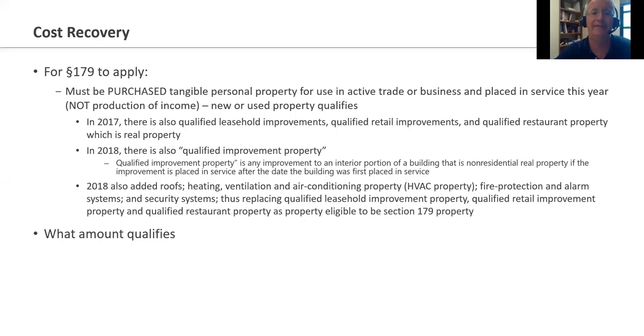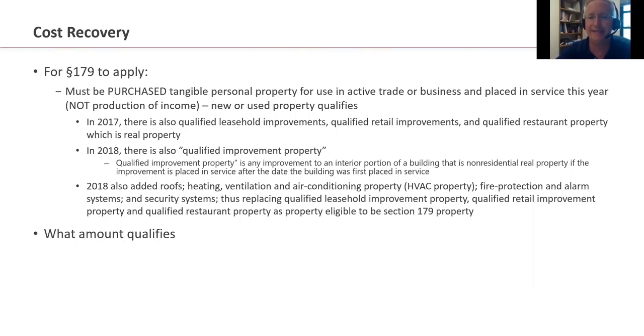So for 179 to apply, it must be purchased, meaning it can't be constructed, purchased tangible personal property for use in an active trade or business and placed in service this year. New or used property qualifies for Section 179. So it has to be purchased, but it can be purchased used, right? If I want to acquire a used truck for use in my trade or business, that's fine. I could potentially take Section 179.